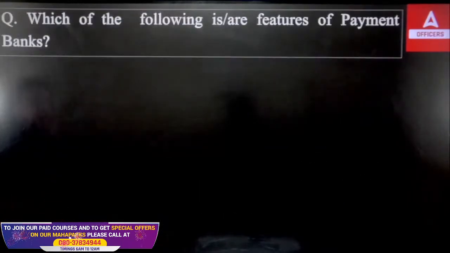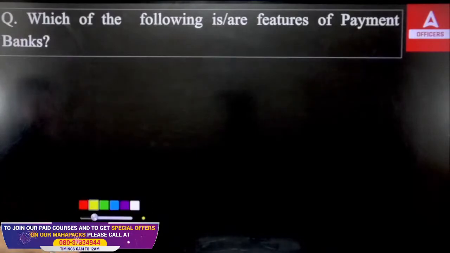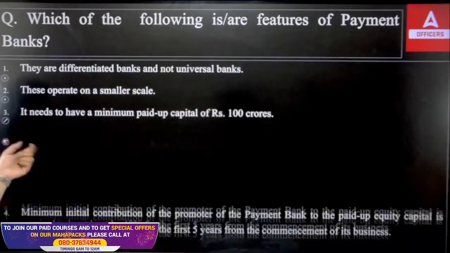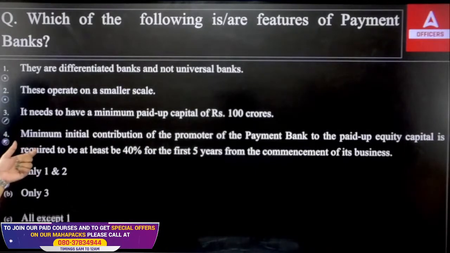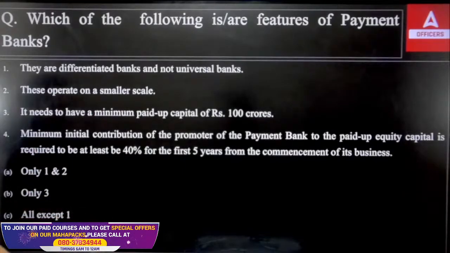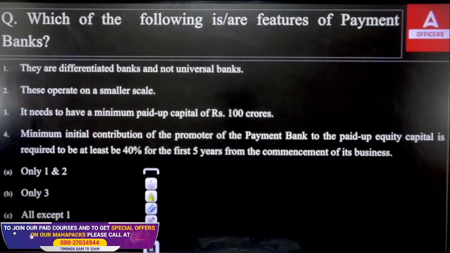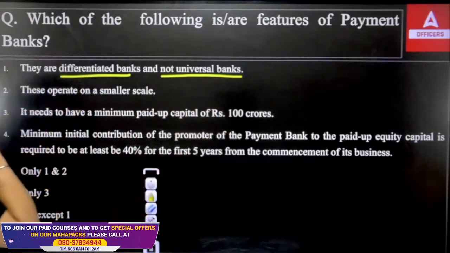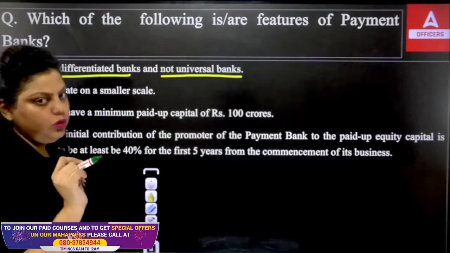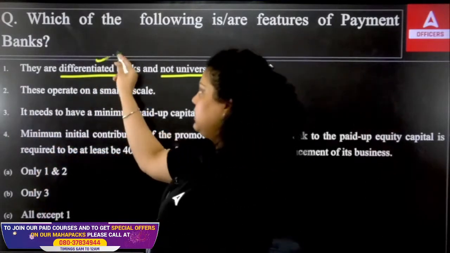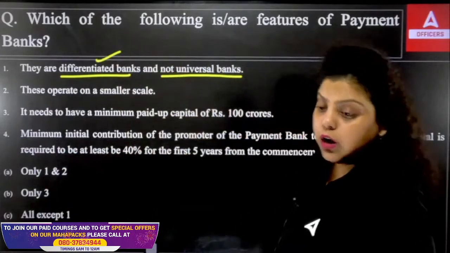Next question: which of the following are the features of a payment bank? You have 4 features, out of which you have to decide which is a feature of a payment bank. First, they are differentiated banks and not universal banks. I have just told you that payment banks are differentiated banks, so this is correct. But what about universal banks? They are not universal banks.